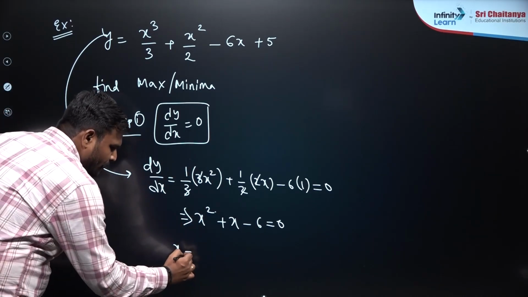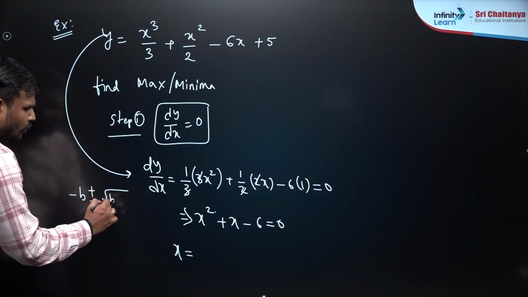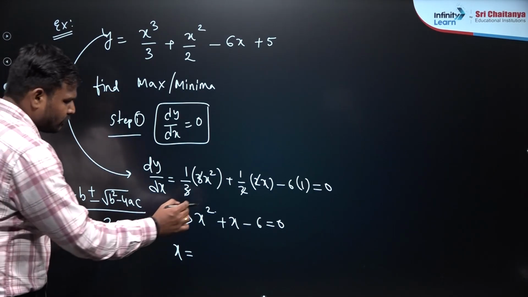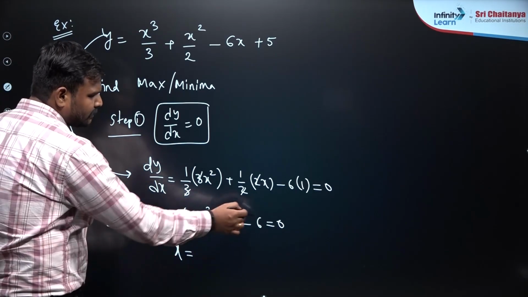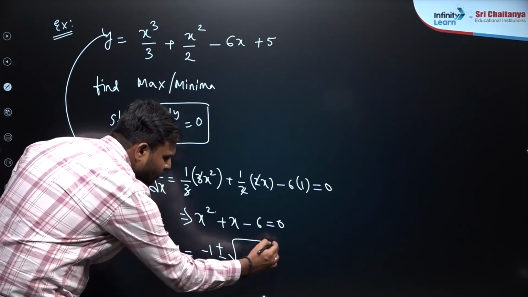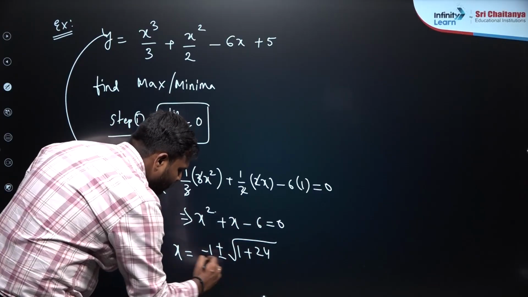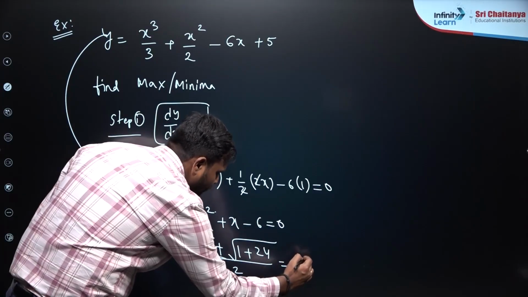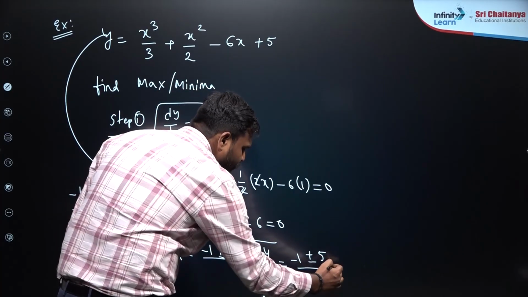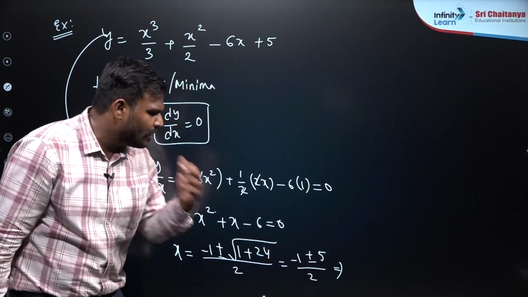So what is the roots of a quadratic equation? Minus b plus or minus root over b square minus 4ac by 2a. Correct? So here a is 1, b is 1, c is minus 6. So on substituting, 4ac, 6 4 is 24 by 2a. So root 25 is 5 by 2. So there will be two roots when we will take plus and when we will take minus.